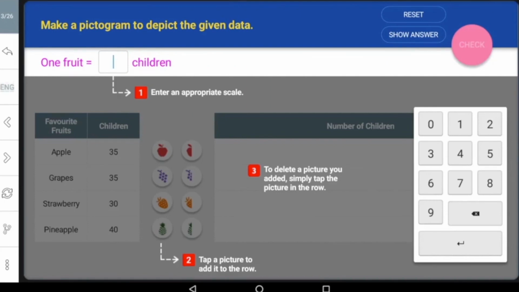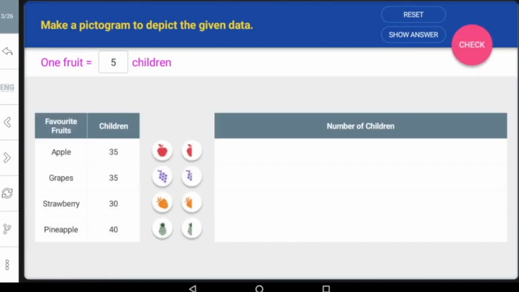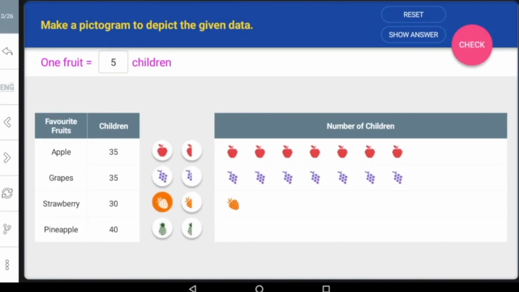Let's look at this example and how to depict data using a pictogram. In the previous screen, students learned what pictograms are and how to change the scale. Now, students can actually practice representing data using pictograms. Students actually have the opportunity to practice and apply what they have learned.